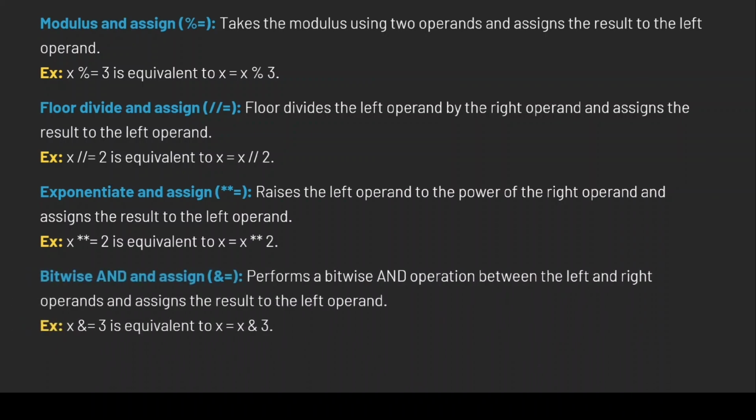Next is the bitwise AND and assign operator. This operator performs a bitwise AND operation between the left and right operand and assigns the result to the left operand. The AND operation compares each bit of the variable with the corresponding bit of the other value. For each bit position, it results in 1 if both bits are 1 and 0 otherwise.